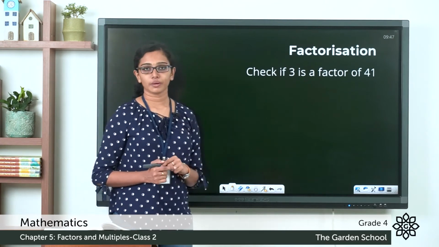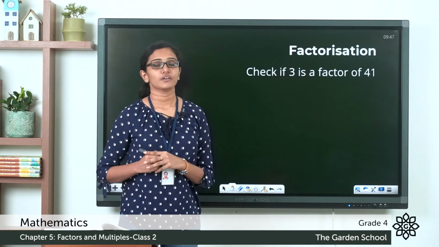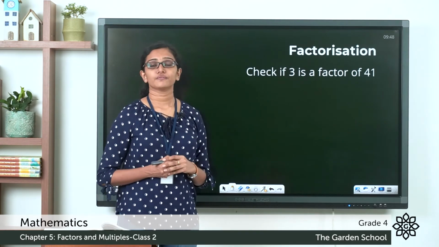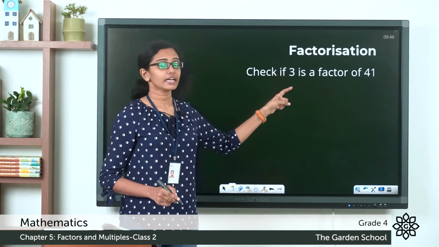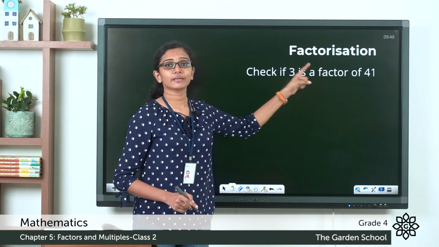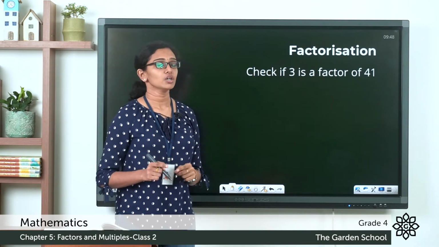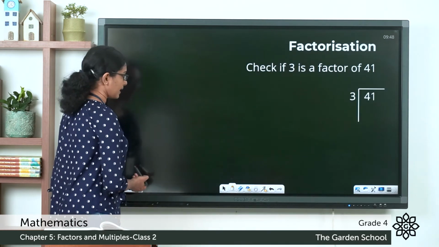Now, we'll see one question. Check if 3 is a factor of 41. So, how do we check if 3 is a factor of the number 41? If 3 is a factor of 41, then the number 41 will be completely divisible by 3. Means it won't leave you a remainder, right? So, let's check if 41 can be divided completely by 3.